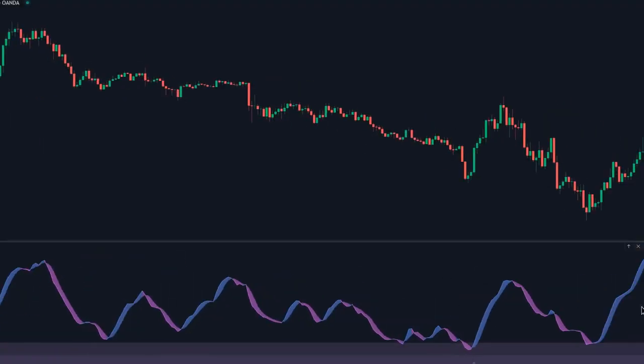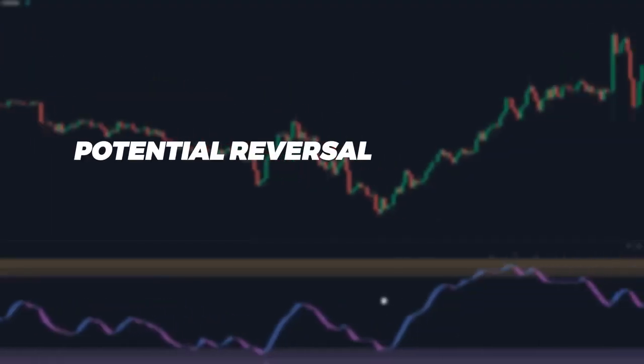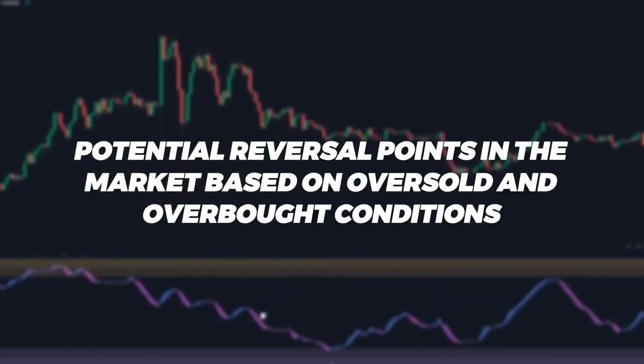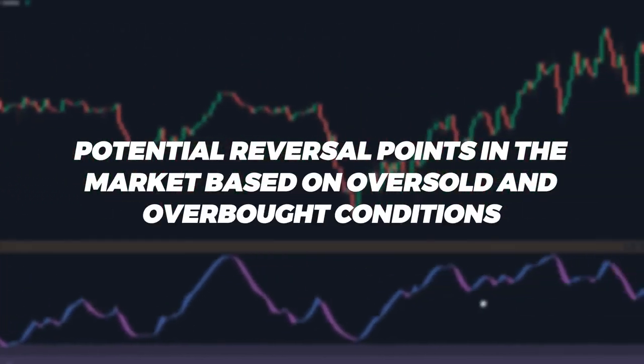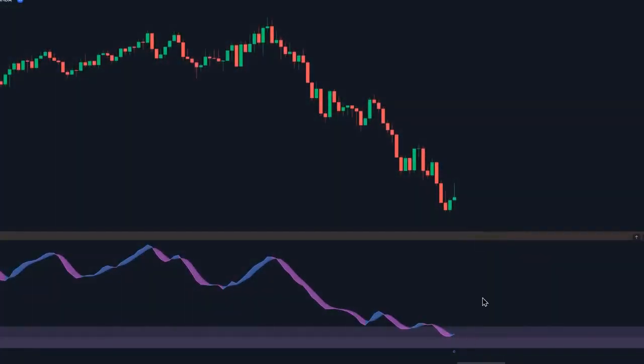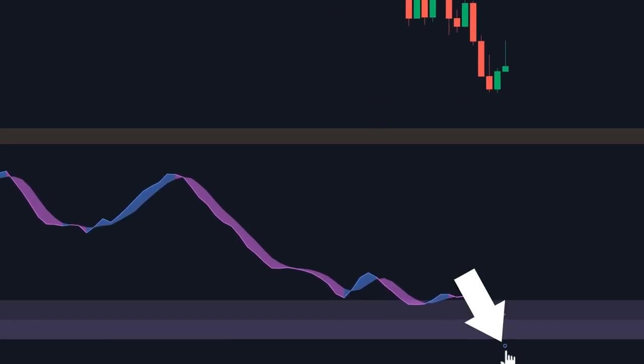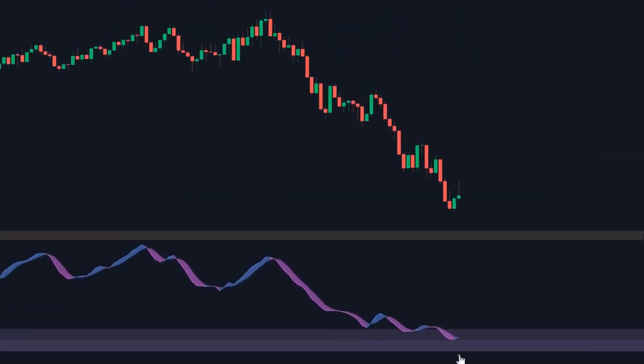Well, it's really simple. We're going to be using it to identify potential trend reversal points based on oversold and overbought market conditions. So like here, the market was oversold, indicated by the WaveTrend Oscillator going into the oversold level and this blue circle being printed. Because of this, we could enter a long position.